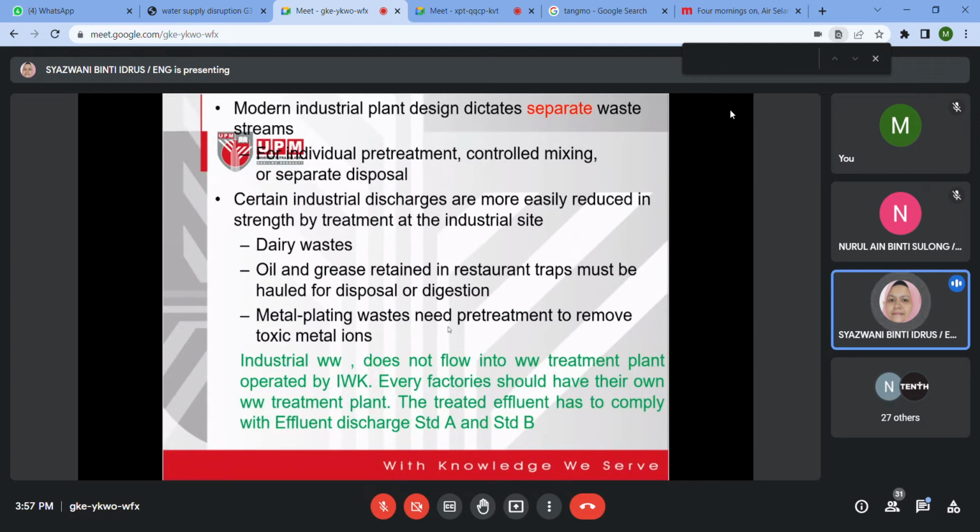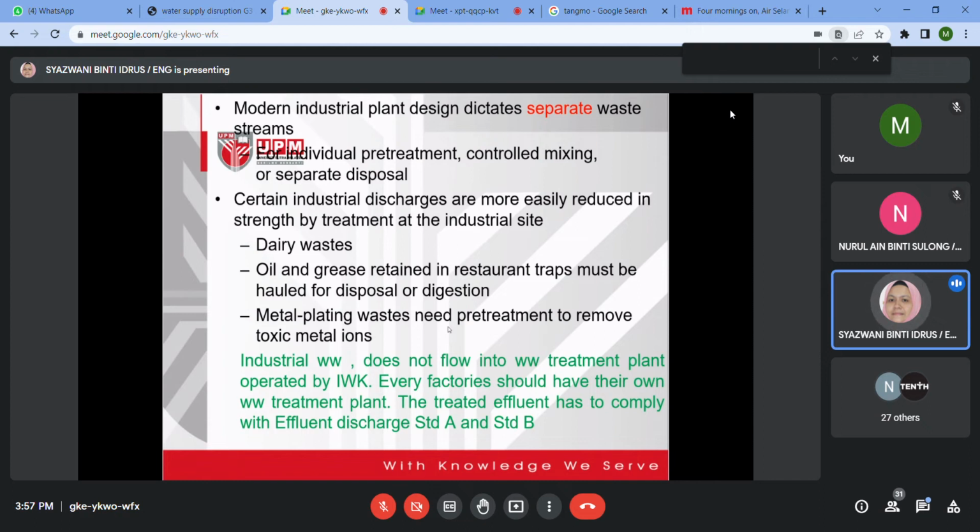For industrial wastewater, does it flow into the domestic wastewater treatment plant operated by Indah Water Consortium? No. Every factory, every industry, should have their own wastewater treatment plant. So they are not operated under the jurisdiction of Indah Water Consortium. They actually have to comply with the standards set by the Department of Environment.